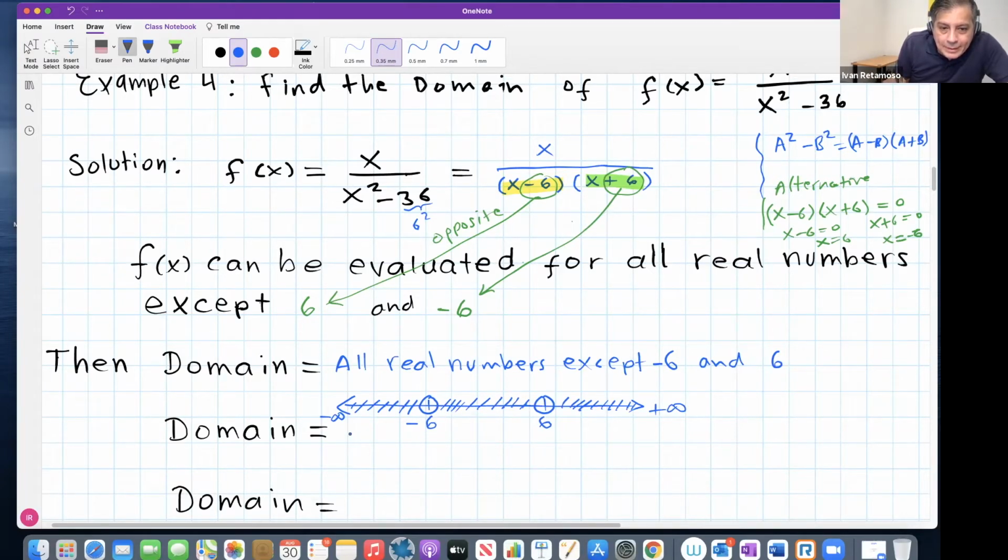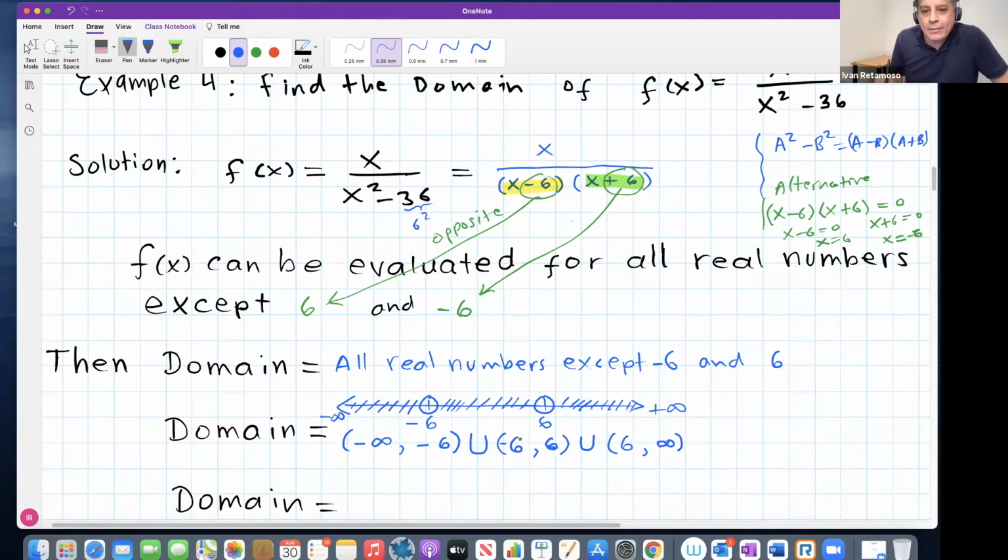So the domain should be, as an interval, starting at negative infinity, going up to negative 6, parentheses, because we are not taking 6. Union negative 6 up to 6 first, these two, and then union 6 up to infinity or positive infinity, doesn't matter. Yeah, this is good. Look, 1, 2, 3 intervals now, because you are taking away 2 points.